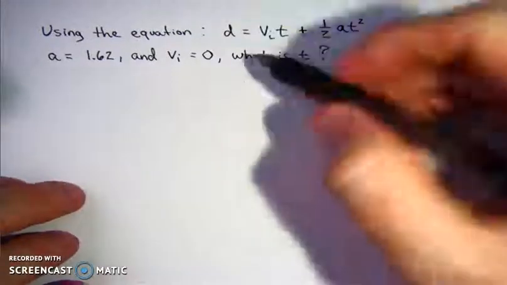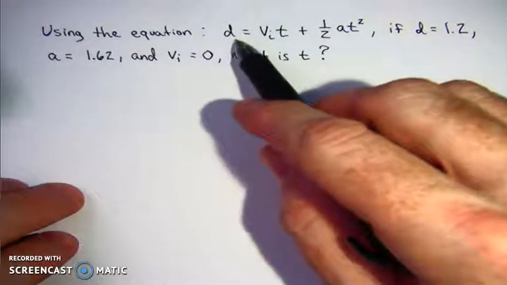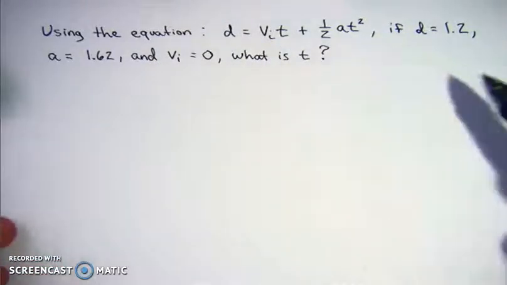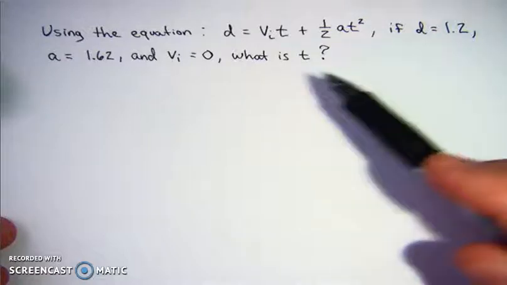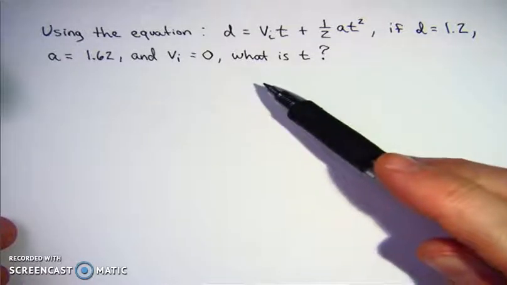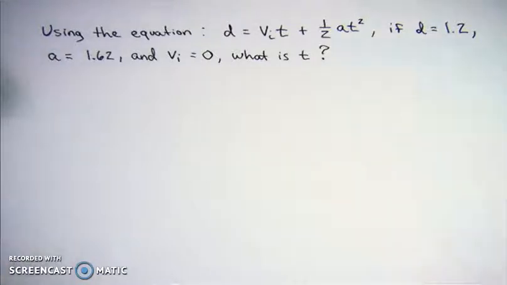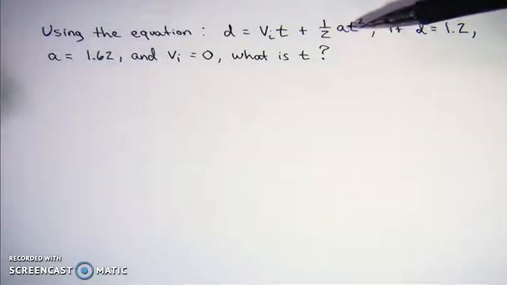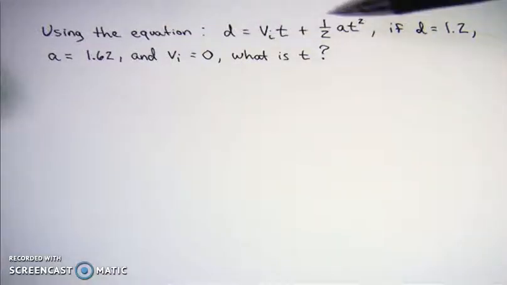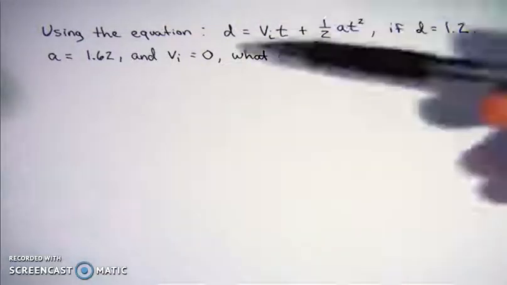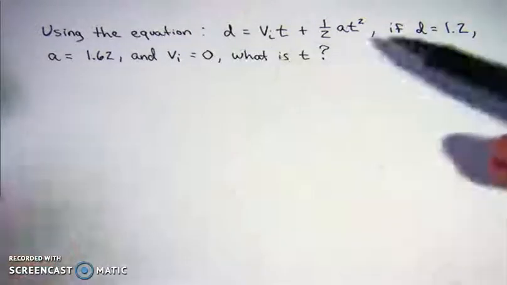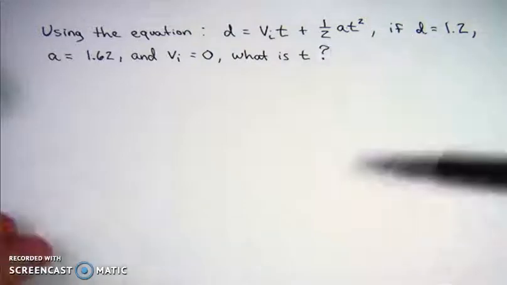So as this is, we're solving for this equation, d equals VIT plus 1/2 AT squared. If your d equals 1.2, a equals 1.62, and VI equals 0, what is t? Now I'm not using all the names for these variables right now. This is distance, this is velocity initial, this is time, this is acceleration, but we'll get to that later. I don't want to confuse you with anything right now. Just concentrate on how to rearrange variables.